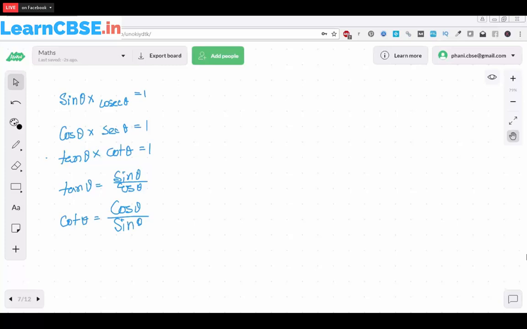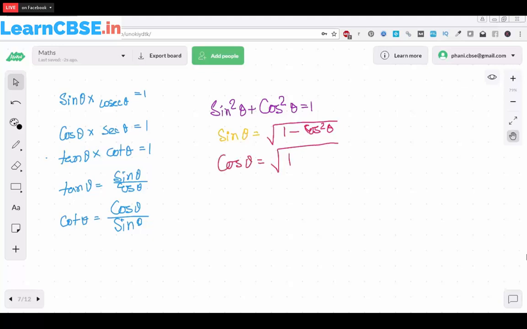And the main trigonometrical identities were sine square theta plus cos square theta equals 1. From this particular identity, you can also write sine theta is equal to root over 1 minus cos square theta, in case you sometimes need that. Cos theta in the same way is equal to under root of 1 minus sine square theta. The same thing follows.